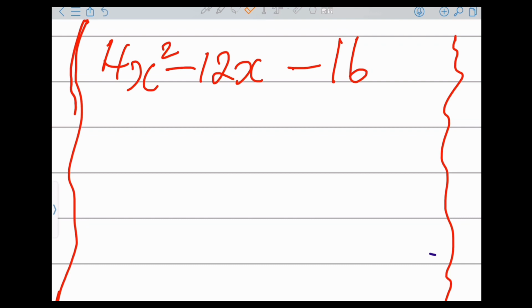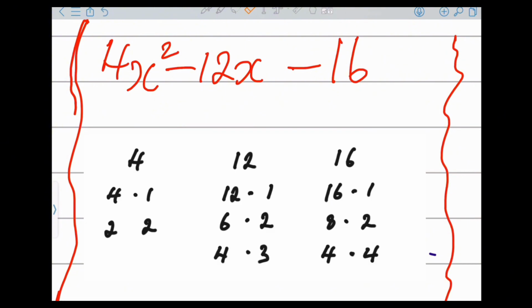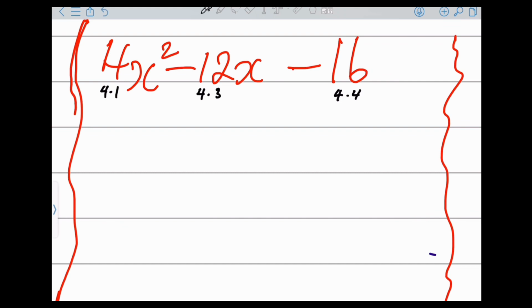What are the factors of 4? Let's start with 4. Can 4 go into 12? Yes. And can 4 go into 16? Yes. So this tells me we have to factor out 4. Because if you count by 4s, you get 12, 16. So 4 times 3, right? And this is 4 times 4.